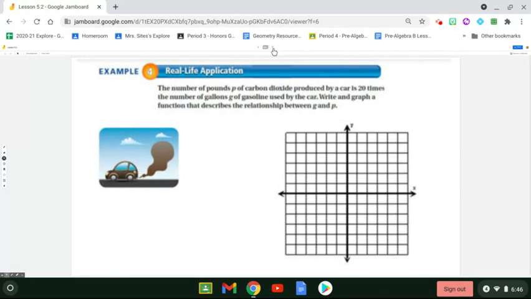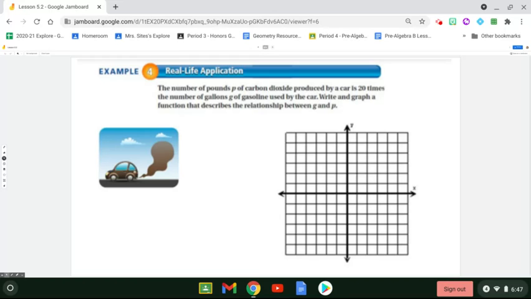All right, for the last part of today's lesson, we're going to actually put these to some real world problems as well. In this one, it says the number of pounds P of carbon dioxide produced by a car is 20 times the number of gallons G of gasoline used by the car. You're going to write and graph a function that describes the relationship between G and P.